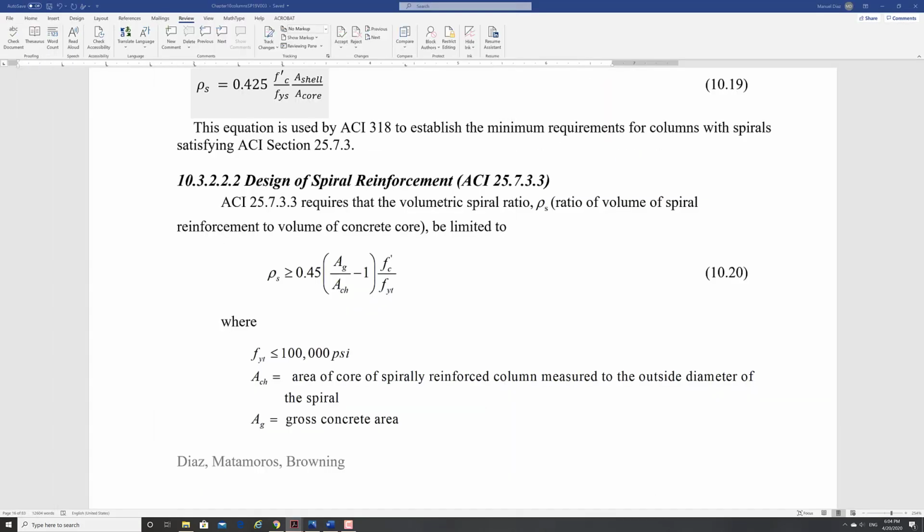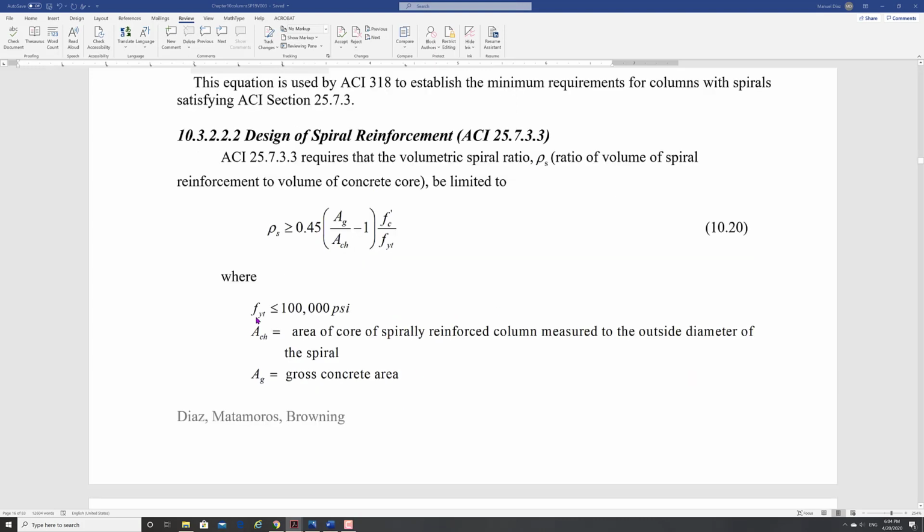Okay, so we do that. And so here's the formula. We're going to use that one. FYT, yes, it's called FYT because the spiral is a transverse reinforcement, and it is limited to 100,000. Okay. ACH is the area of the core of the spiral reinforced column.